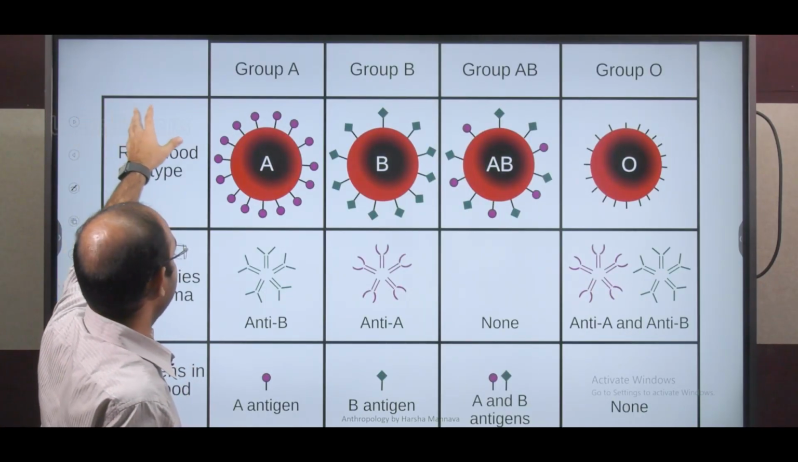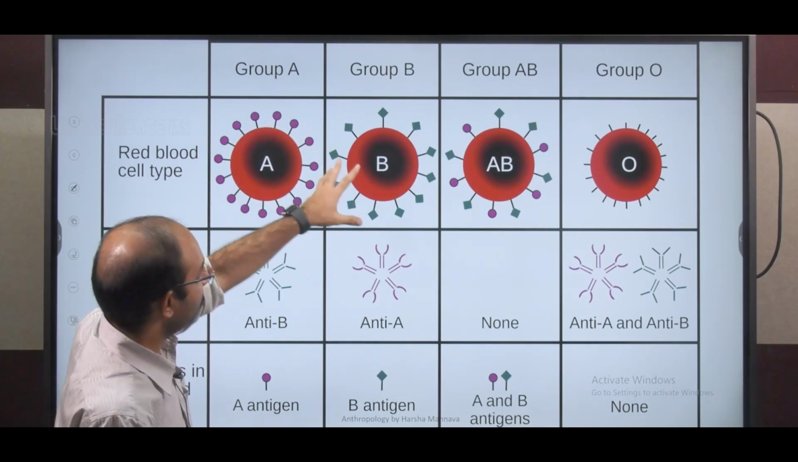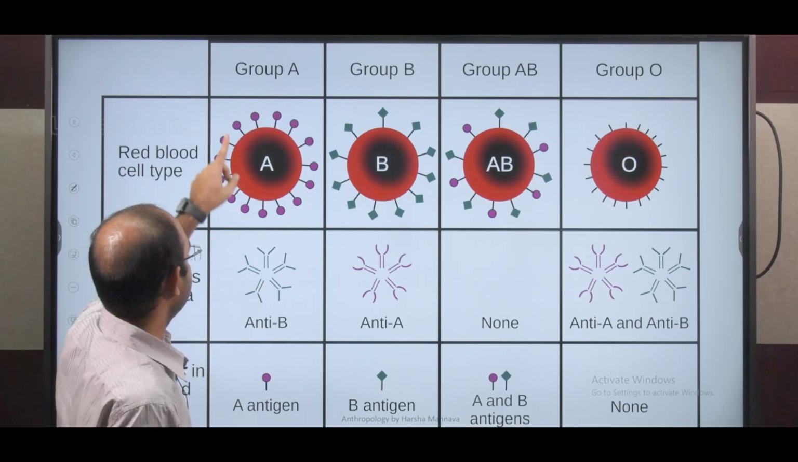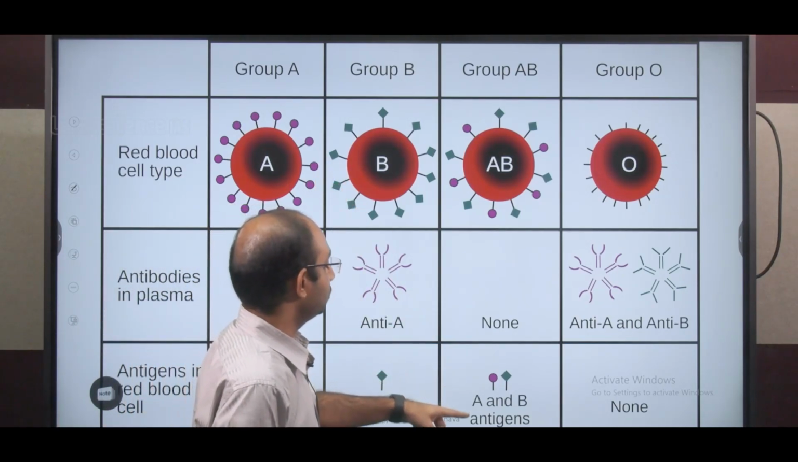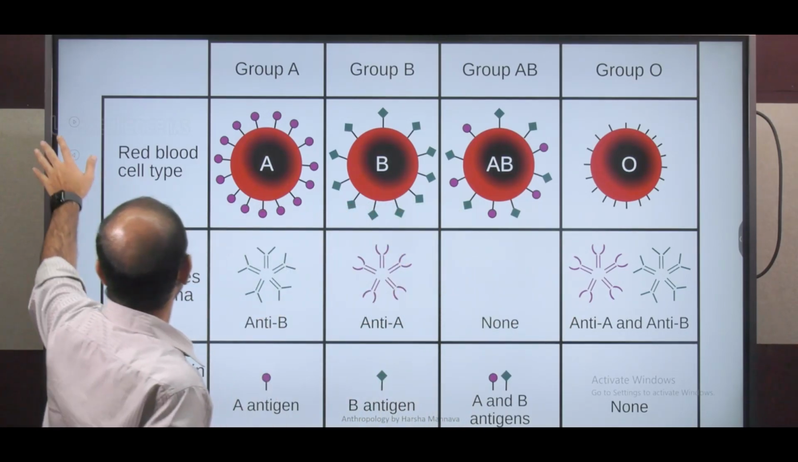How do we define blood group A, B, AB and O? It is based on the presence of antigen. When somebody has A antigen, we call it group A. When they have B antigen, we call it group B. When they have both the antigens, we call it group AB. And when they have none, we call it O.